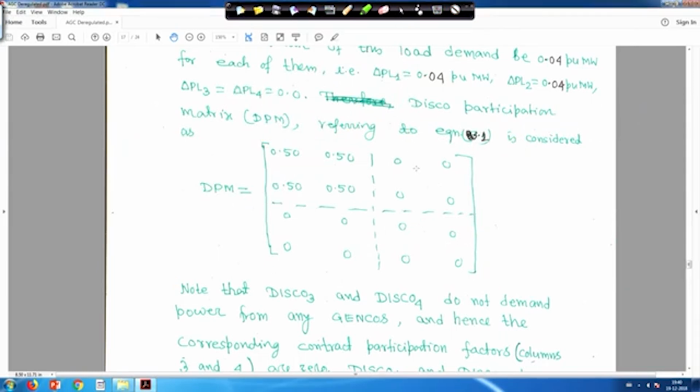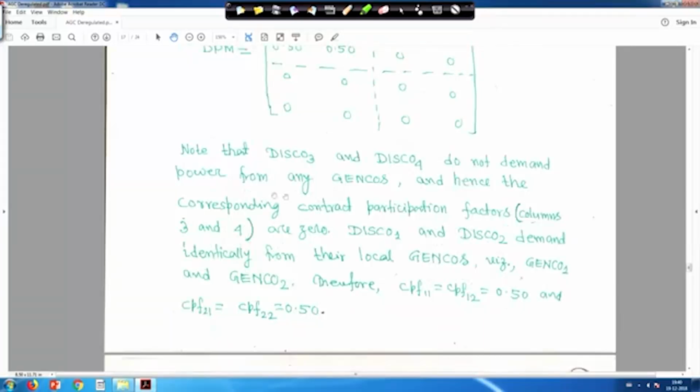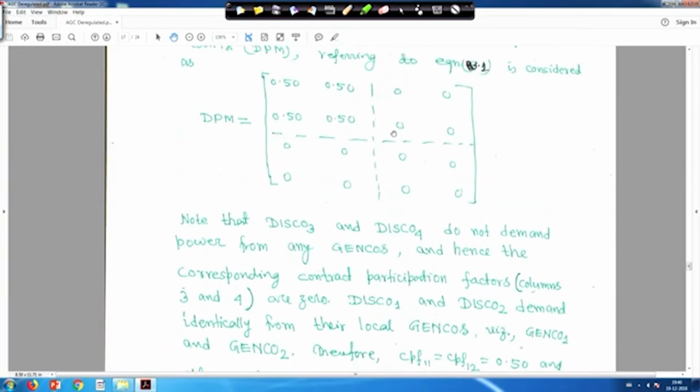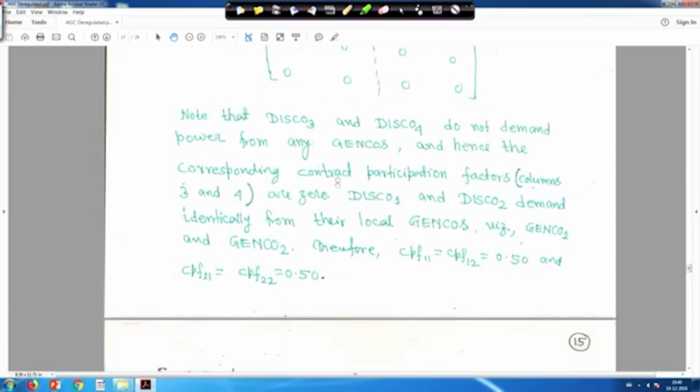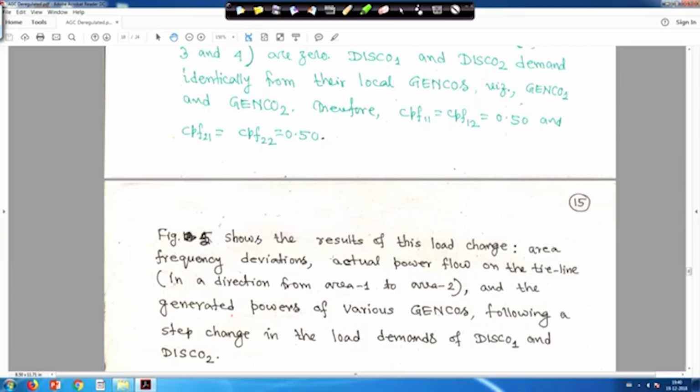Note that DISCO 3 and DISCO 4 do not demand power from any GENCOs, as I told you already, and hence the corresponding contract participation factor columns 3 and 4 are 0. This is already shown. So, DISCO 1 and DISCO 2 demand identically from their local GENCOs, that is GENCO 1 and GENCO 2, and therefore CPF 11 and CPF 12, I told you, are 0.5 each. And how to compute the contracted power demand is shown.